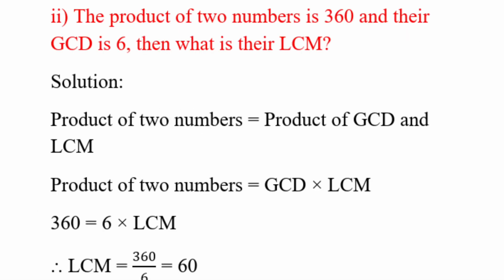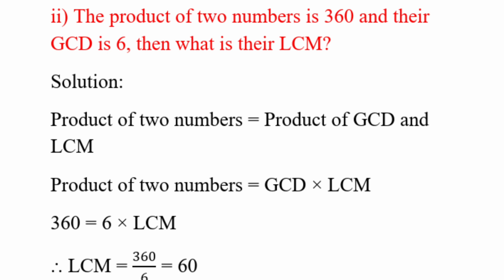The second example is the product of two numbers is 360 and their GCD is 6. Then what is their LCM? So here the product of the two numbers is already given, that is 360, and for calculating the LCM we will use the formula: product of two numbers is equal to GCD multiplied by LCM, that is the product of GCD and LCM.